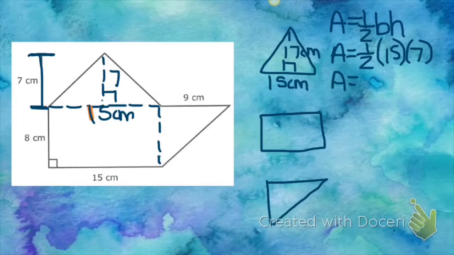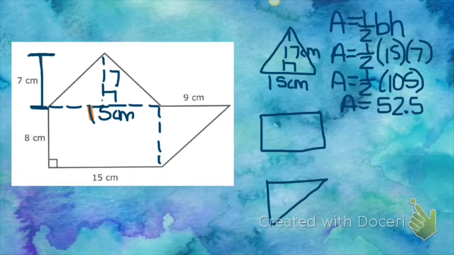Next I'm not going to take half of either of these because they're not pretty even numbers. So I'm going to go ahead and just multiply 15 times 7 to get 105. And then I'm going to take half of 105, which leaves me with 52 5/10 centimeters squared. I'm going to circle this because this is the area of my first triangle.